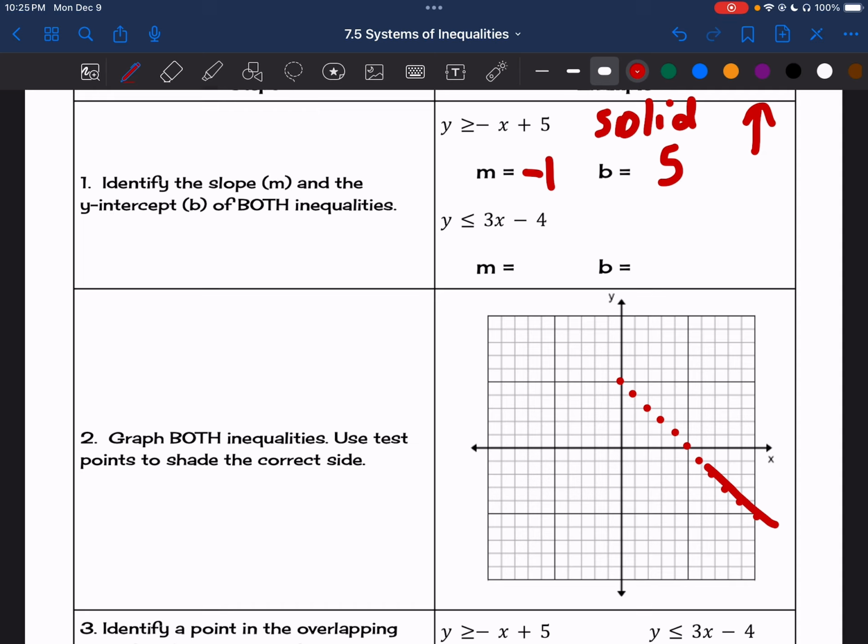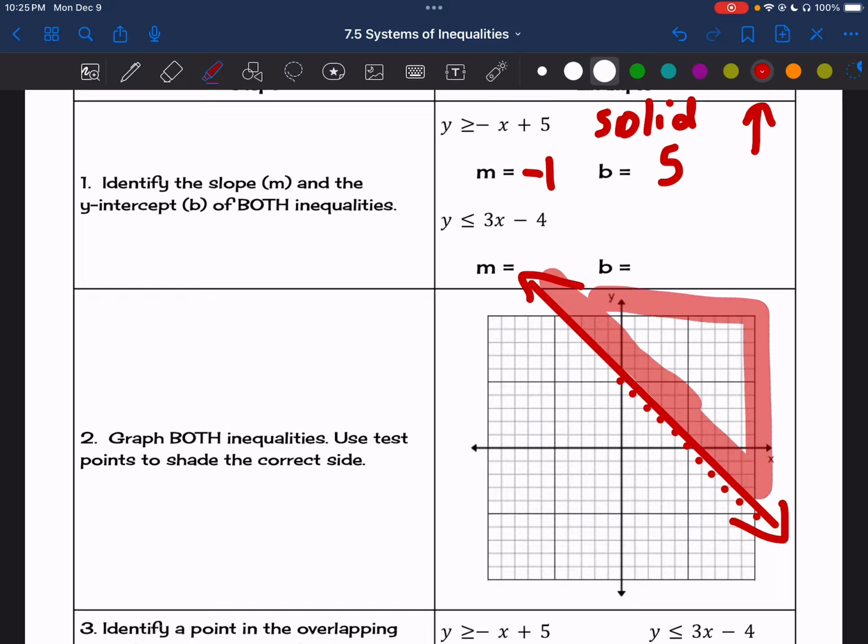And then we draw in our line, and we are going to shade. Like I said, it is going to shade above. But we can always use a test point. Is 0 greater than -0 plus 5? So is 0 greater than 5? No, it's not. So we're going to shade the side that does not have 0, and we shade above. So that's our first line.